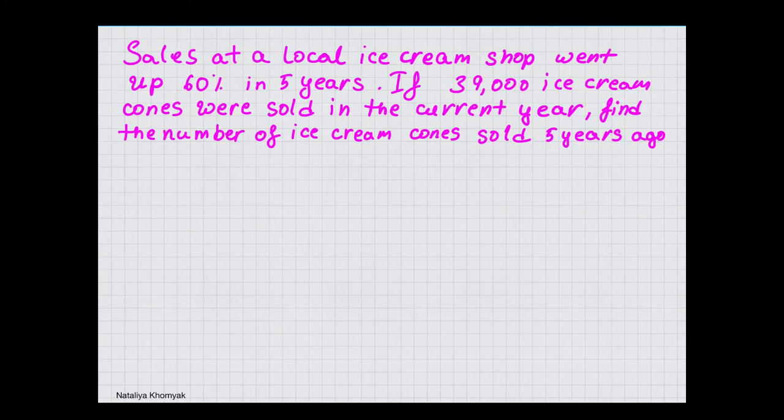Sales at a local ice cream shop went up 60% in 5 years. If 39,000 ice cream cones were sold in the current year, find the number of ice cream cones sold 5 years ago. So 5 years ago, the baseline was the 100% original amount. The sales went up, so that's an increase, plus 60%, so 100% plus 60%.